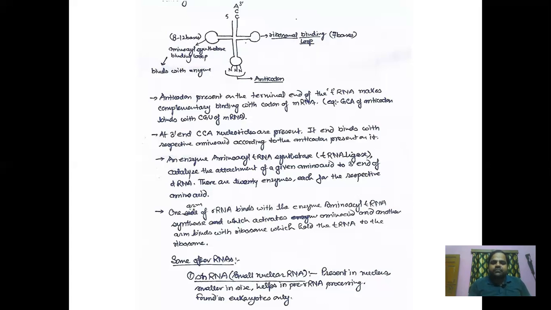So here we see that it is present in the nucleus and smaller in size, and helps in pre-RNA processing. Most of the RNAs, when produced, will be present as pre-mRNA or nascent RNA, but after processing they get more mature. So these will be involved too in the processing of pre-rRNA.